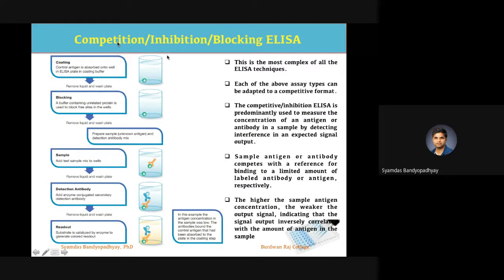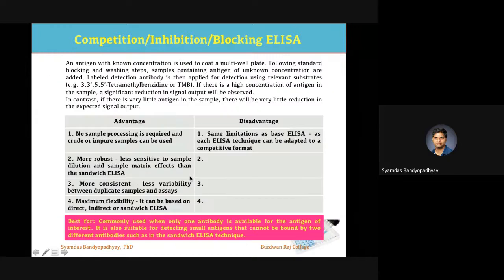And then we have the competition, inhibition, or blocking ELISA. This is the most complex type of ELISA. This is not routinely done in the laboratory; it is for some specific uses. Here also you first perform the coating, then the blocking, and then you add the sample. So here you add the test sample mix to the wells, right? And then you add the detection antibody, and then you check the readout, the intensity of the color which is developed.